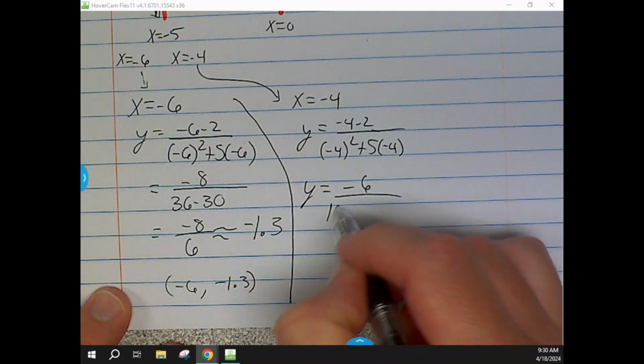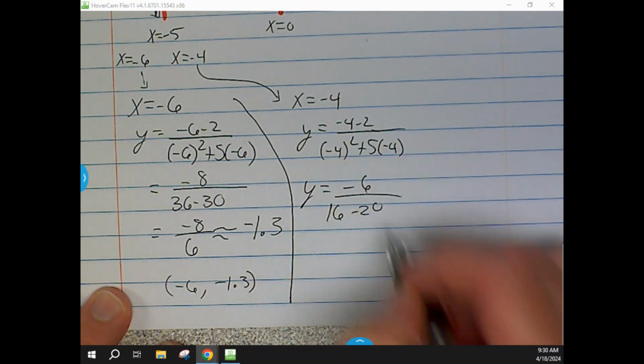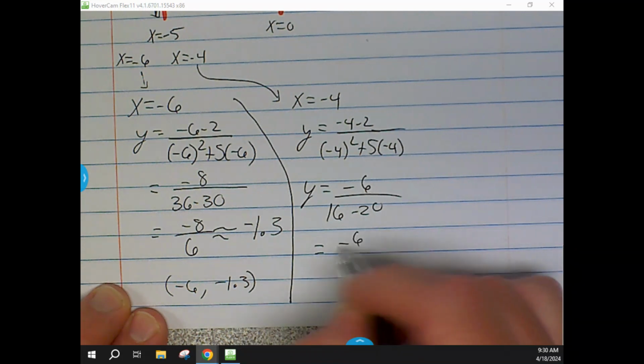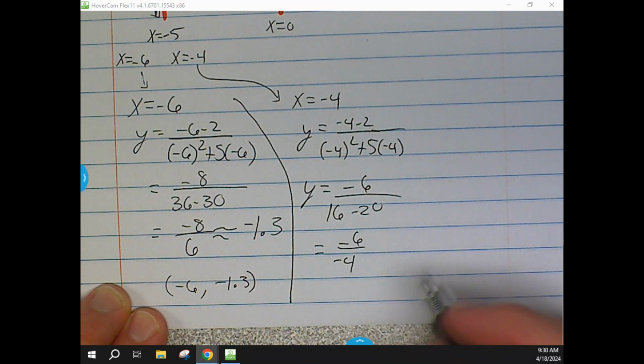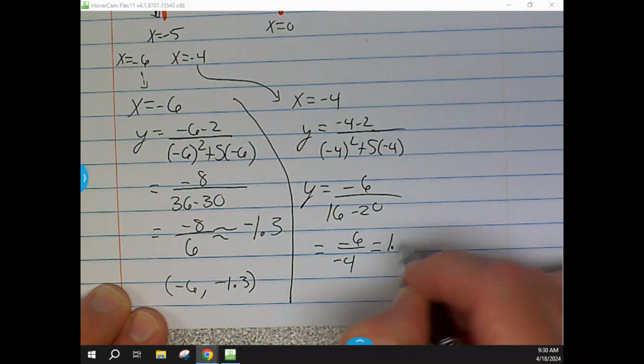-4 squared is 16. 5 times -4 is -20. That's -6 over -4. Two negatives cancel. That means it's 6 over 4, which means that is 1.5.